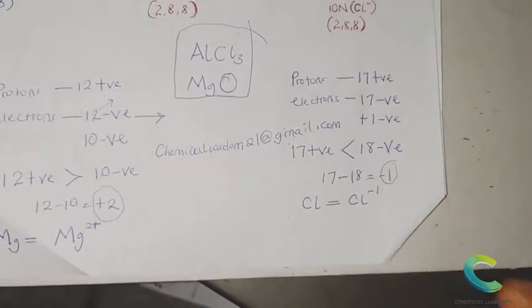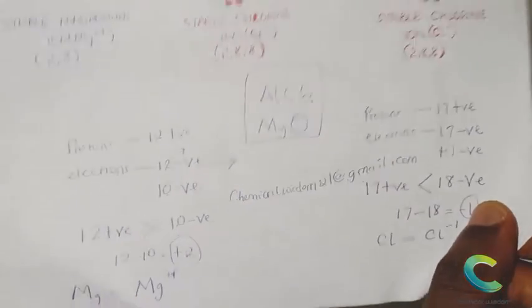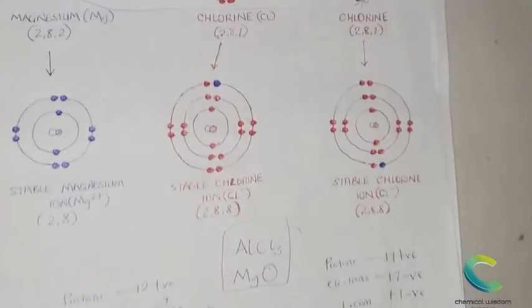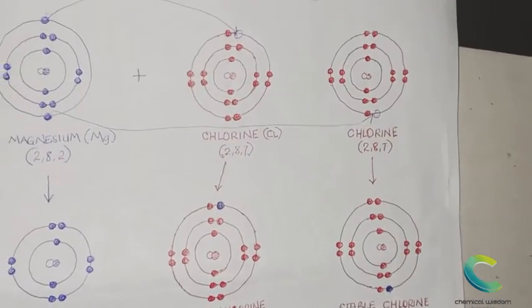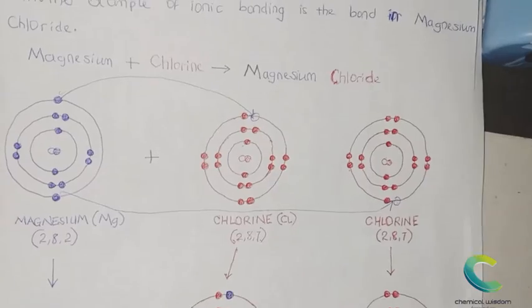Yes, so that's basically how electrovalent bonding occurs. Metals transferring electrons to non-metals, and that gives them a stable electronic configuration.